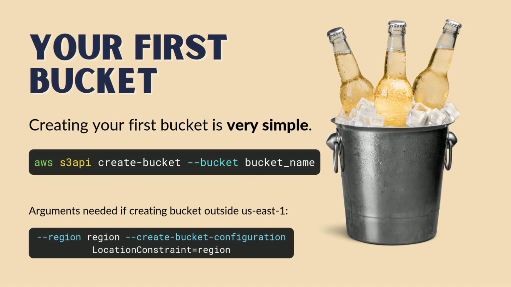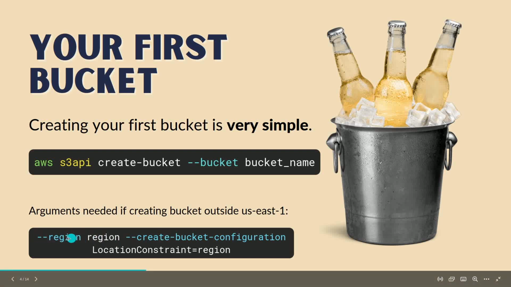To create a bucket, we will use our AWS CLI, which we set up in an earlier video. Alright, it's pretty simple. We use the CLI command aws s3api create-bucket, and we pass the bucket name using --bucket. And if you want to make a bucket in a region other than us-east-1, you will have to pass the --region flag, and then you will have to add the location constraint as well.